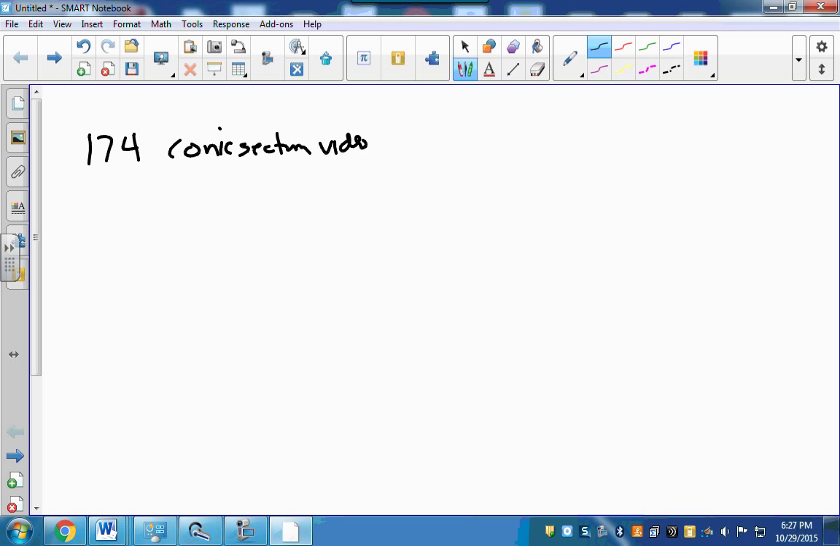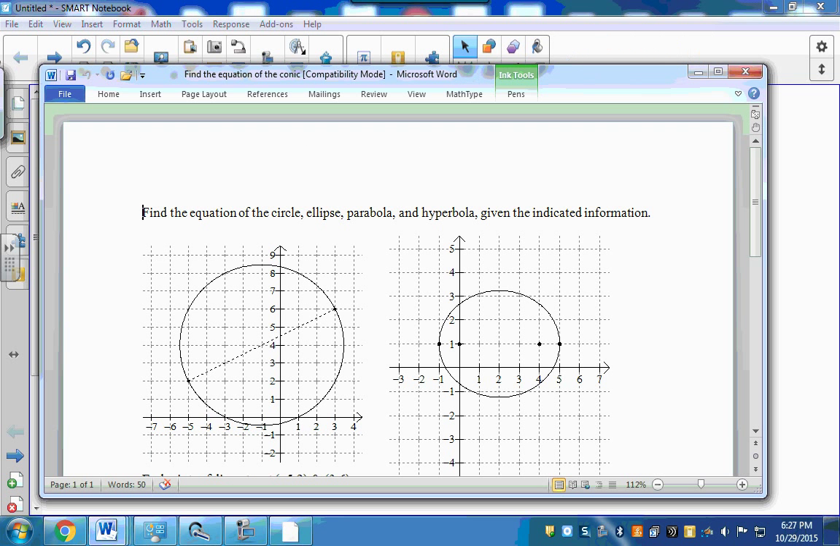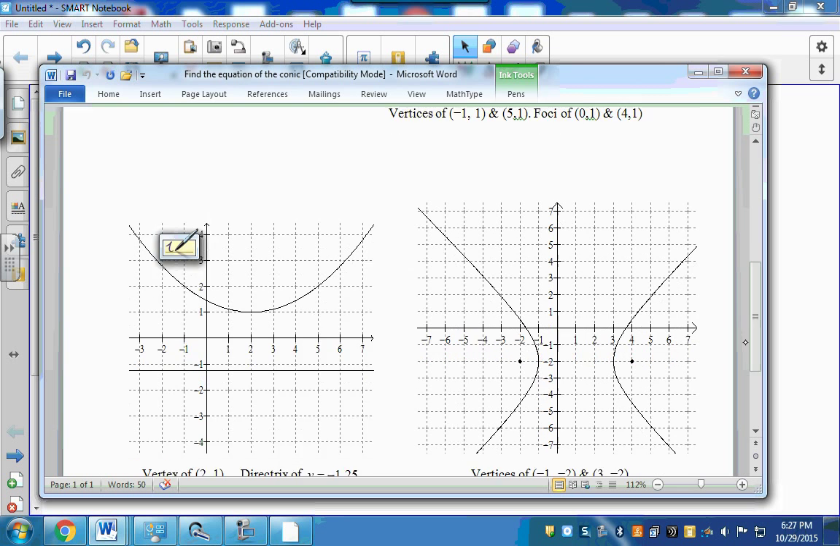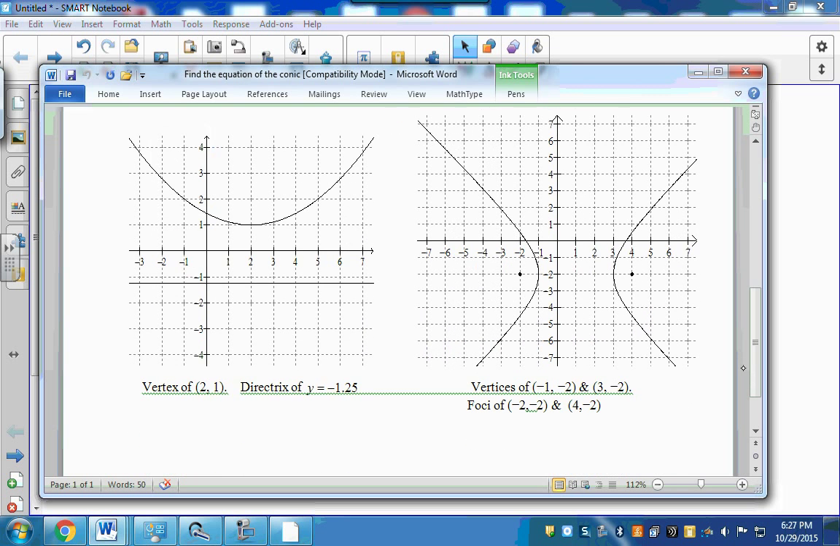VI, video number 2. Okay, once again we're looking at these problems. We've done the circle and the ellipse problem. Now we're going to do the parabola first and then the hyperbola.